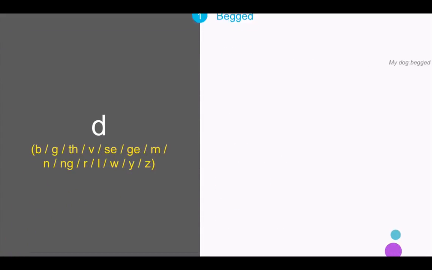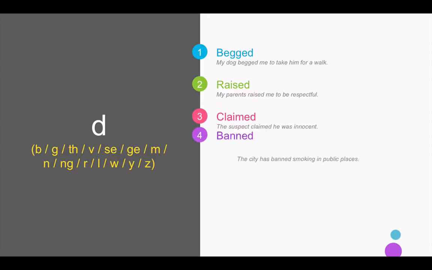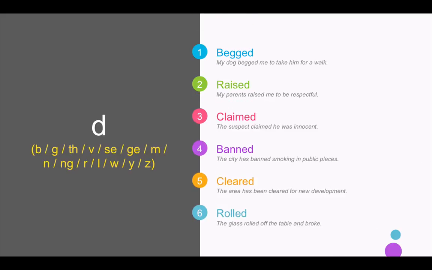All right, moving along, we've got the D sound. And the D sound, we have a lot of different words that can have the D sound. When you've got words that end with the letter B, G, TH, V, SE, GE, M, N, NG, R, L, W, Y, Z, all of these can carry the D sound, "d." So for example, beg, "d," begged. My dog begged me to take him for a walk.